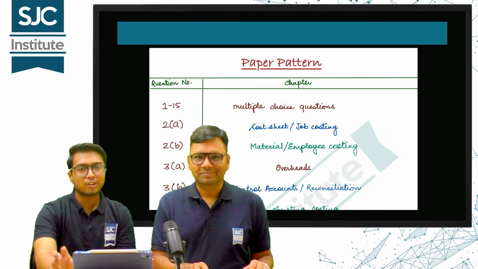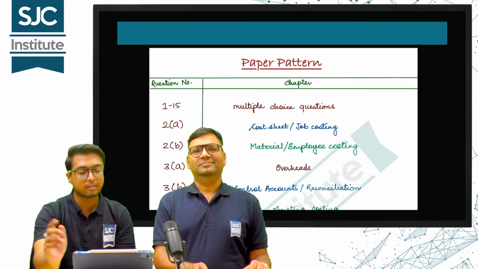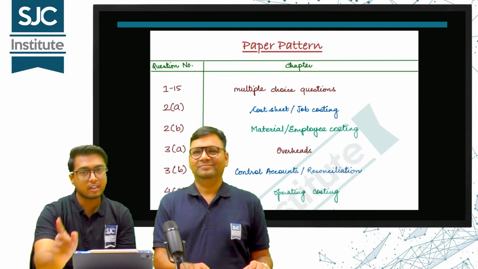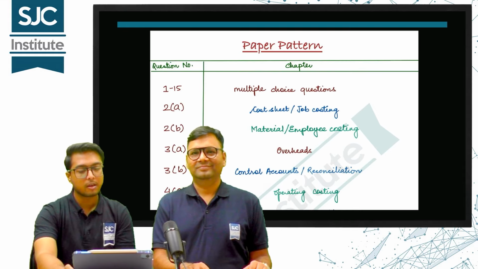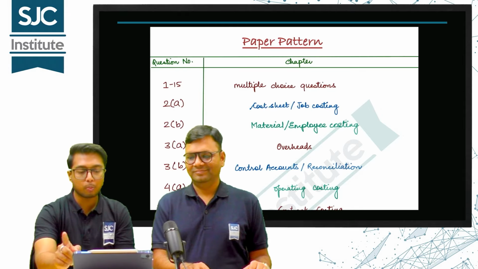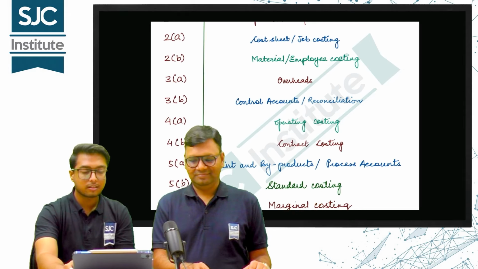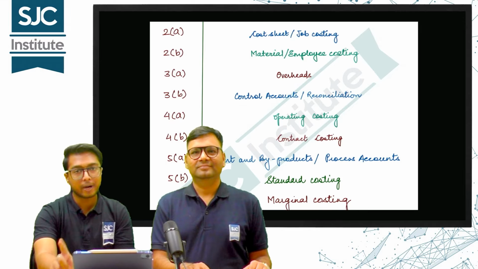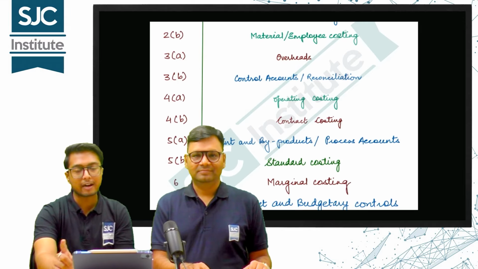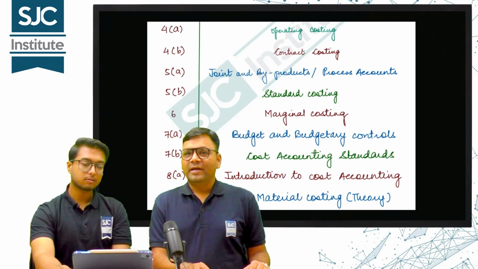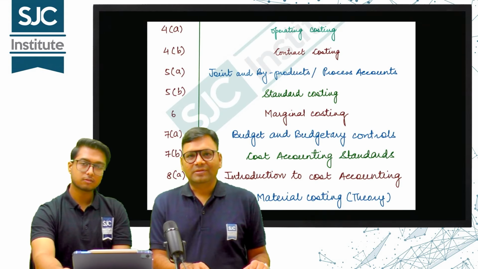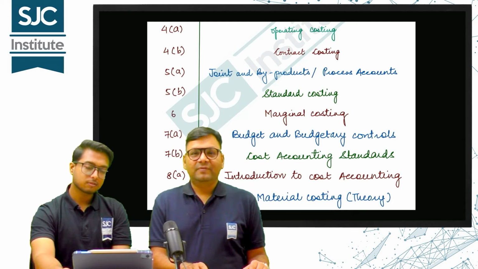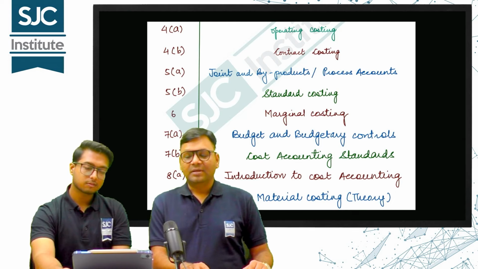The paper pattern which we have prepared from the past trend analysis is: 1 to 15 multiple choice questions; 2A either from cost sheet or job costing, 2B material and employee costing; 3A overheads, 3B either from control accounts or reconciliation; 4A operating costing, 4B contract costing; 5A joint and byproducts chapter or process costing chapter, 5B standard costing chapter. Question number 6 is the full 14 marks marginal costing chapter.